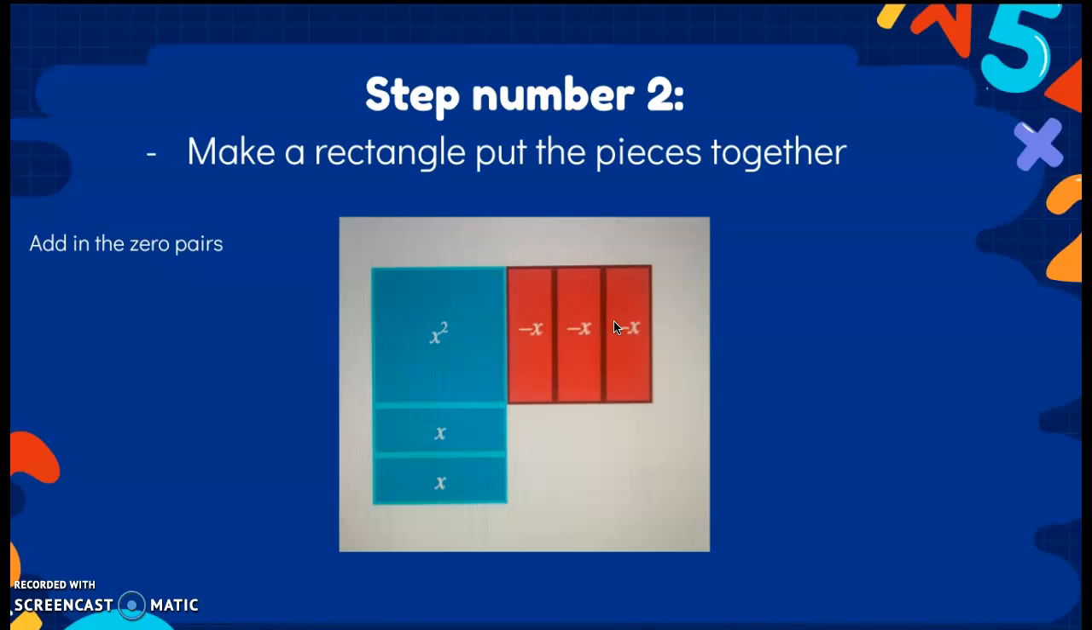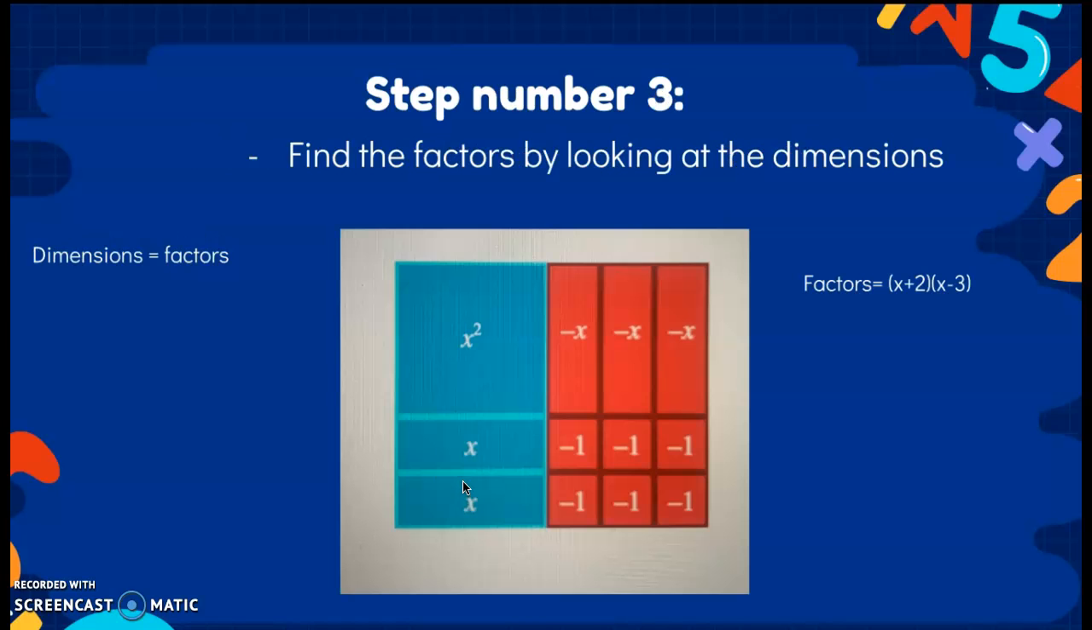In step number 2, we want to make a rectangle to put the pieces together. We can see that there are pieces missing, and we can add in 2 zero pairs to complete it. Once we added them in, we could see that the missing pieces were filled. So here we added 2 of the missing zero pairs, which are negative x and another negative x. Then we add 2 x's, which are positive, at the bottom.